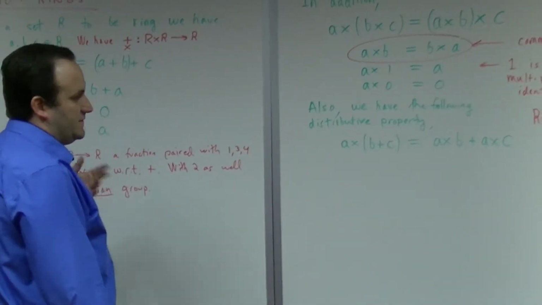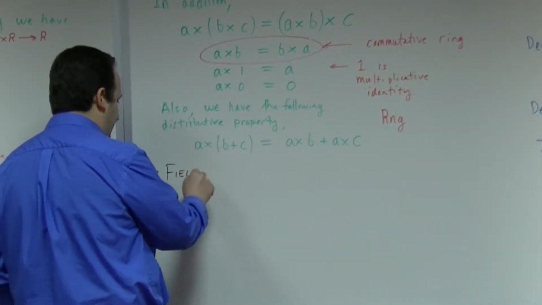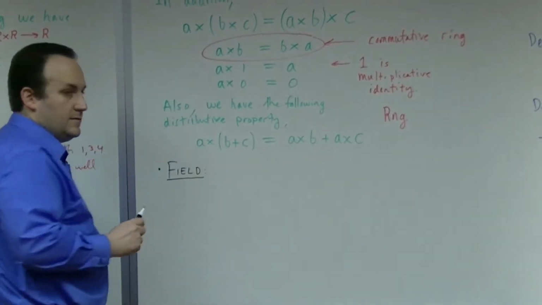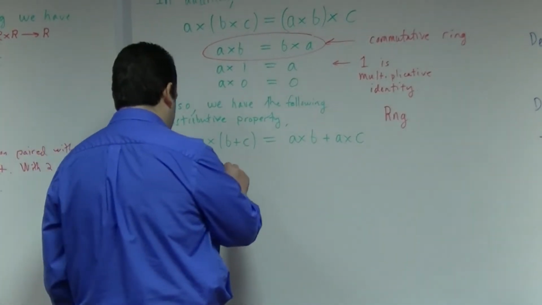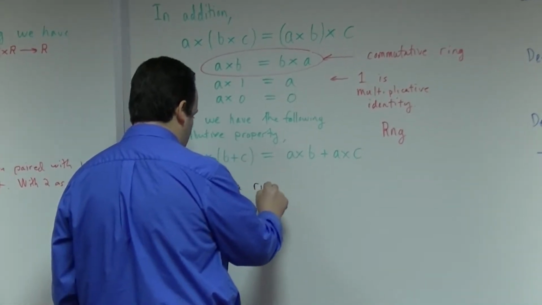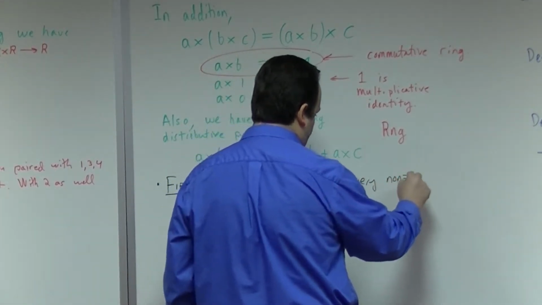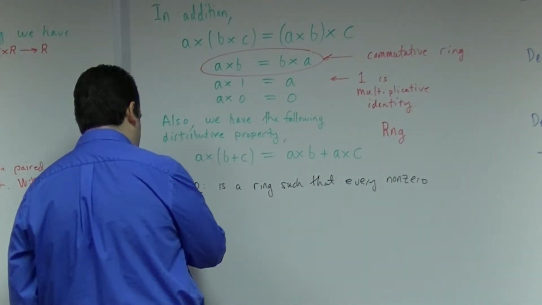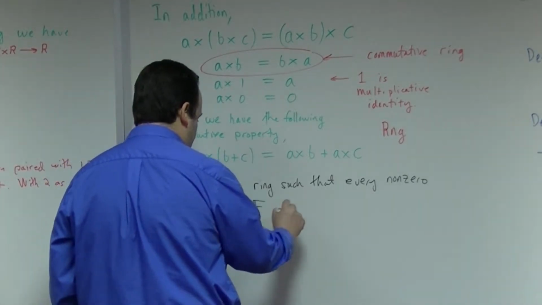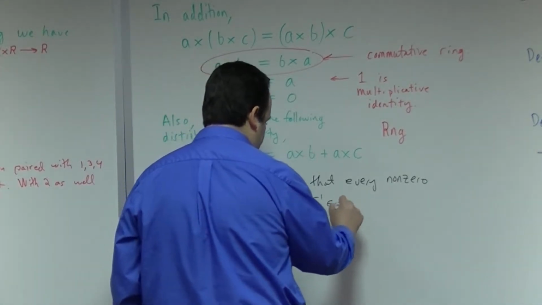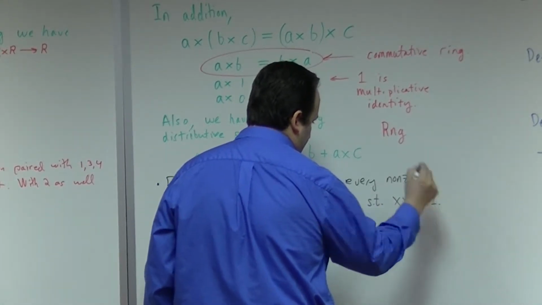So that's a ring. What's a field? What's the difference between a ring and a field? So a field is a ring such that every non-zero element x, and you usually use F for field, has x inverse also in the field, such that x times x inverse is equal to the multiplicative identity.